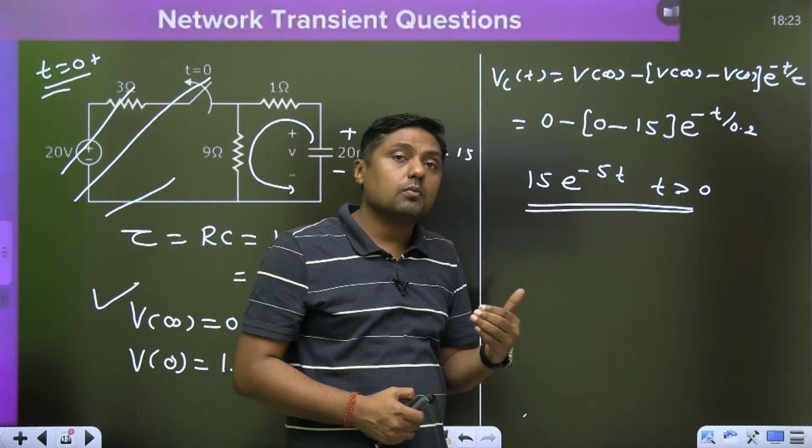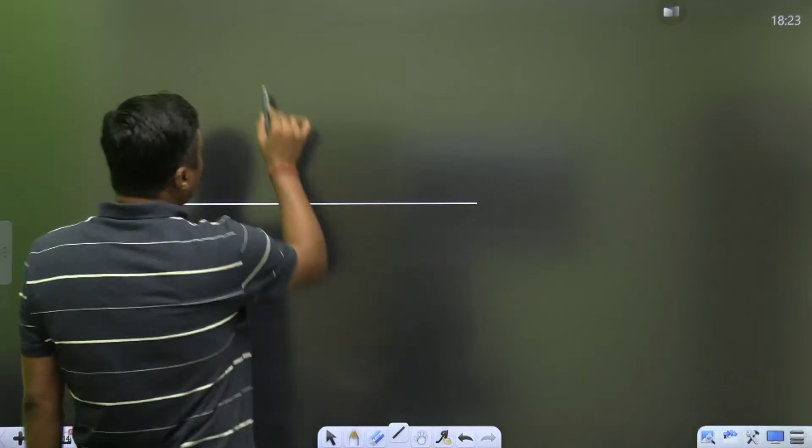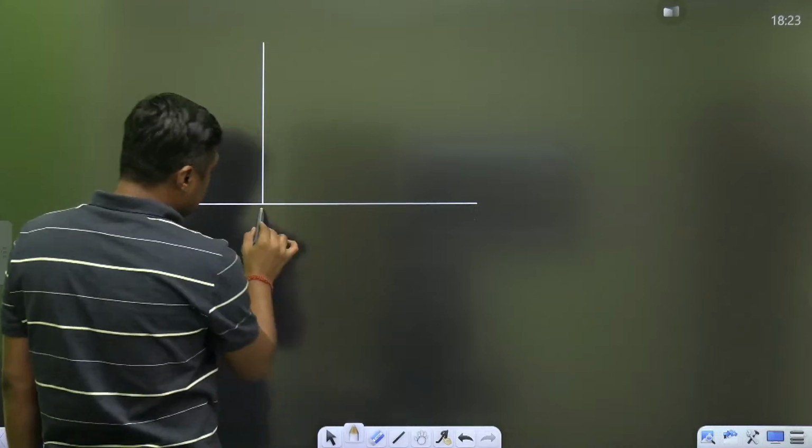Suppose it is given, plot it. So how can we plot? How will you plot, brother? Plot VC for all time. Or remember, this is the VC. This is 0.